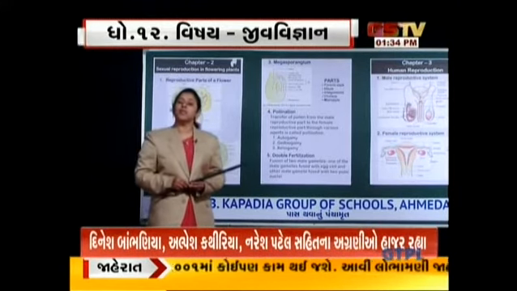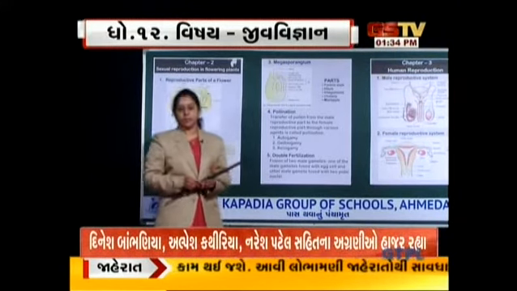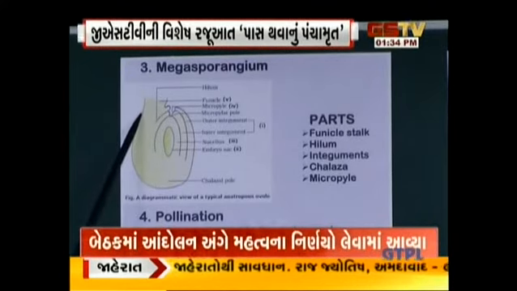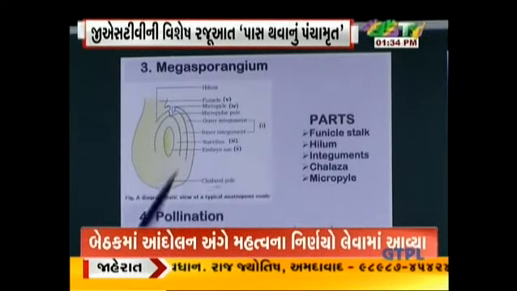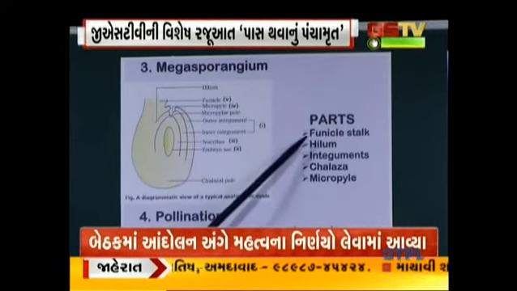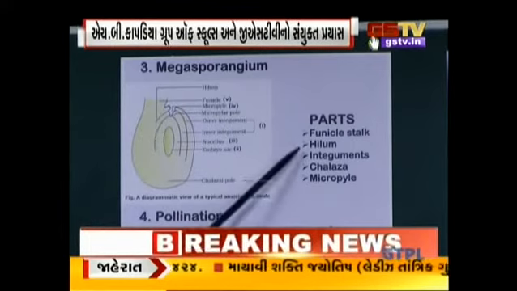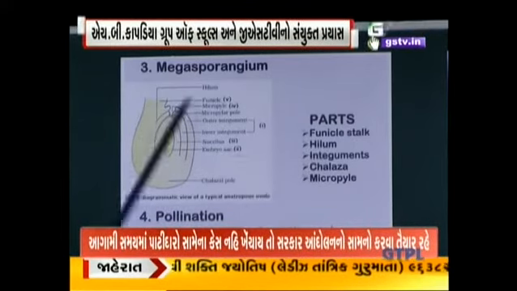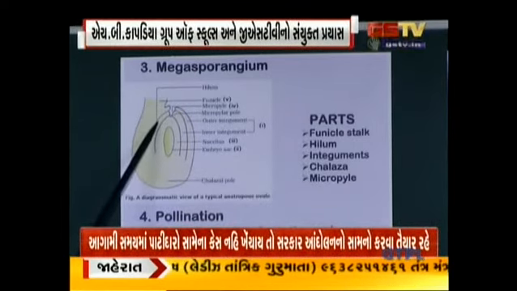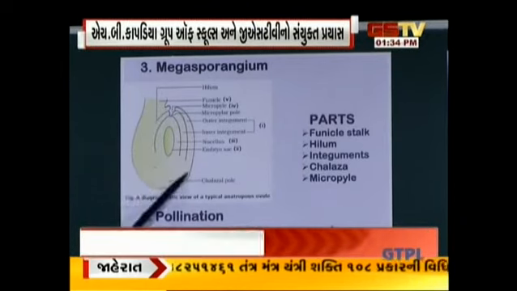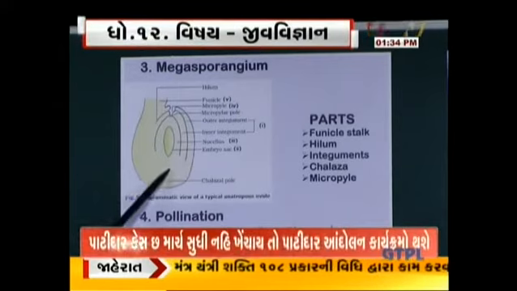Now we will learn what are the important parts of the megasporangium. The megasporangium consists of a stalk which is called funicle. This funicle is attached with the ovule, and the junction is called hilum. So this is the hilum. What is hilum? Hilum is the attachment between the stalk and the megasporangium, that is the ovule.